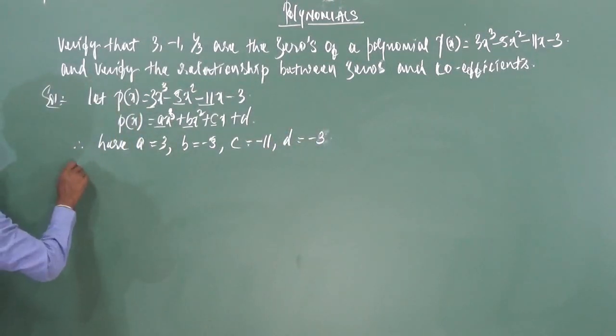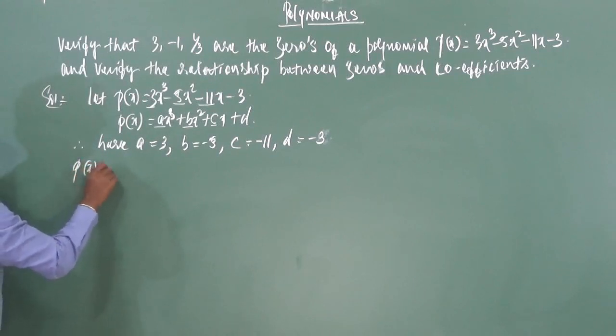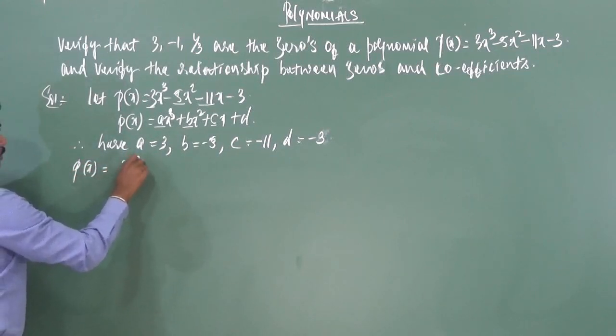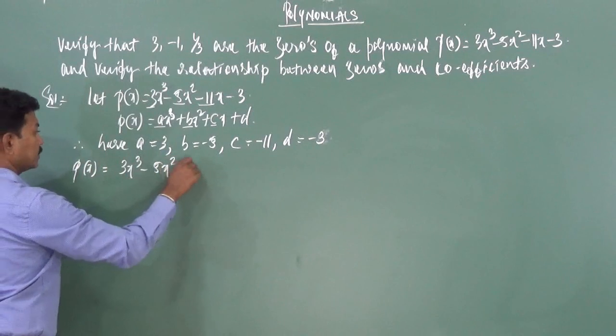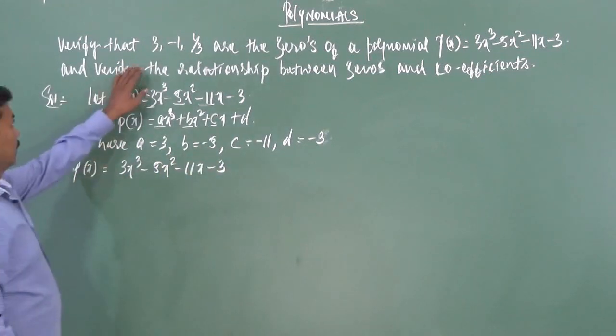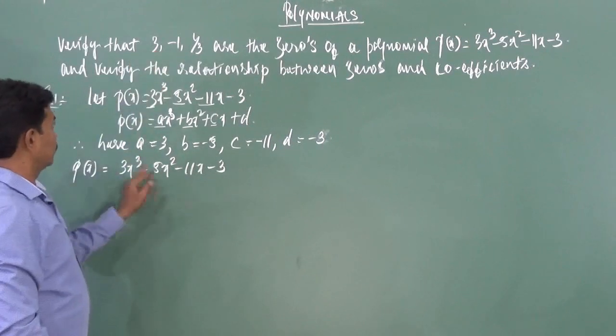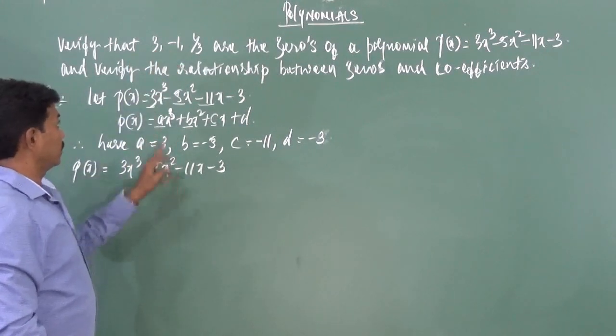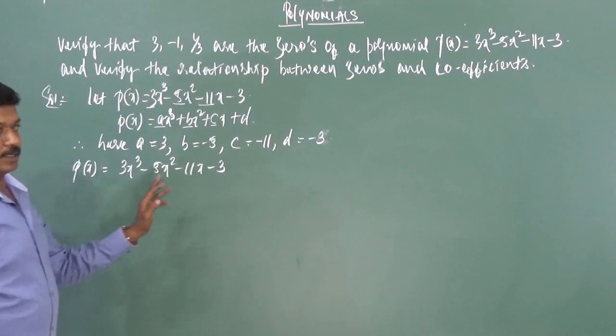So now let us take the polynomial. p of x is equal to 3x cube minus 5x square minus 11x minus 3 is the given polynomial. We have to check whether this is a zero of this polynomial or not, whether this is a zero of this polynomial or not.